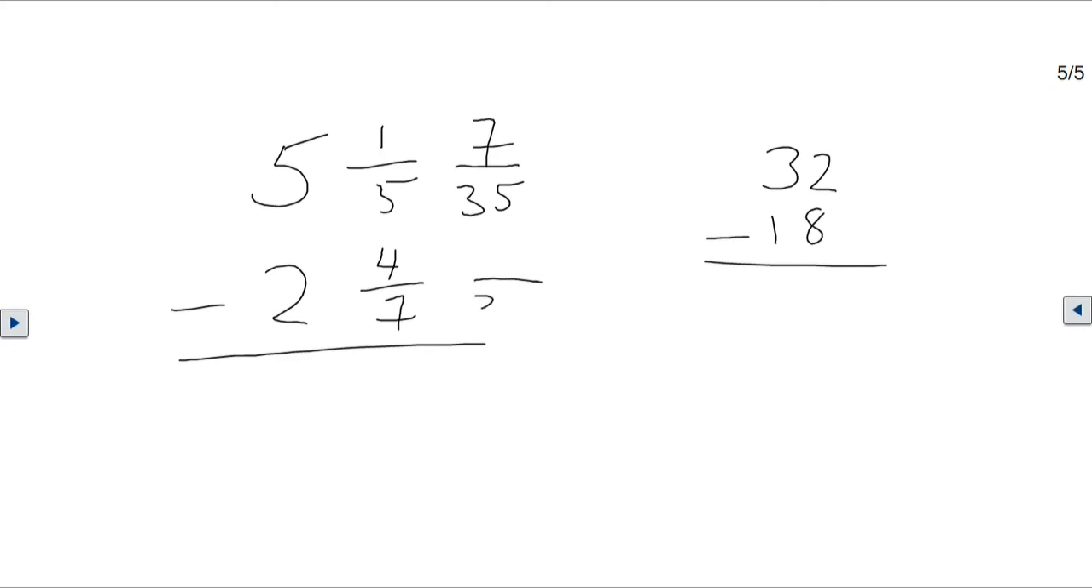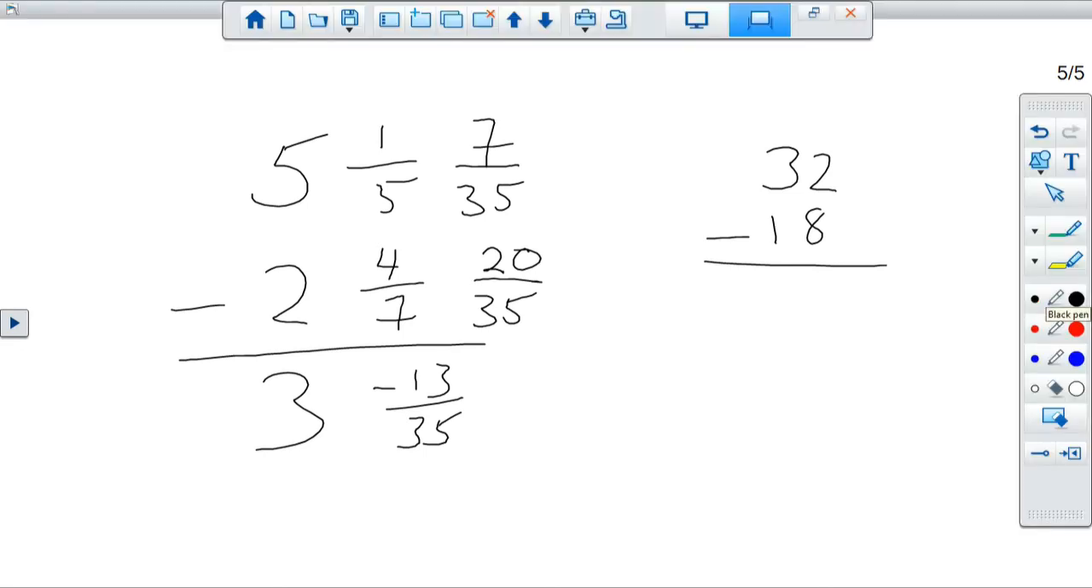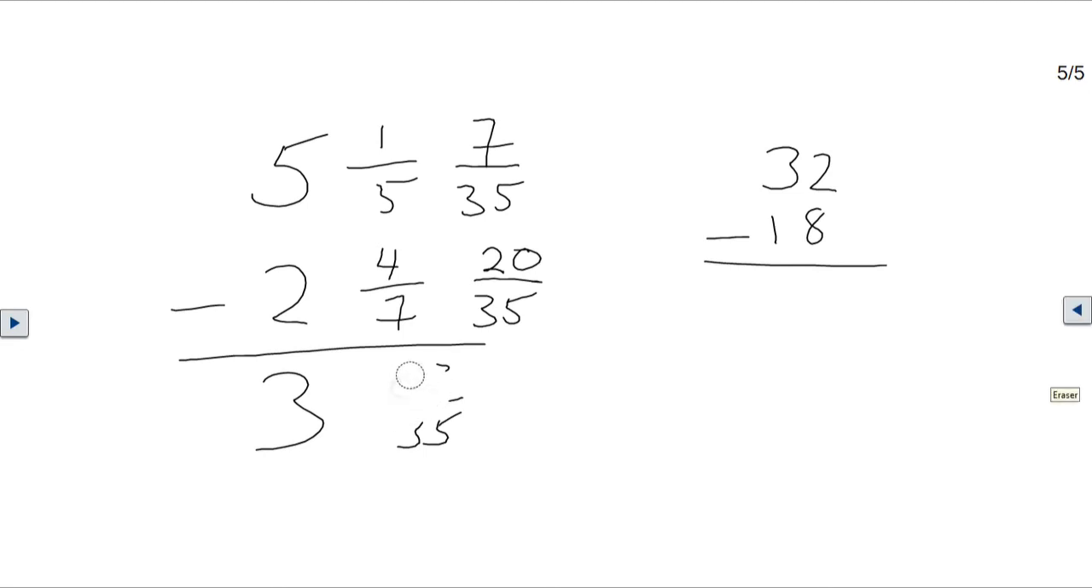5 times 7, so 1 times 7. And then 7 times 5, 4 times 5. Right? Now, the issue is I can't take 7 minus 20. We're not going to write, and this sometimes I have students do this, we're not going to write a negative 13/35 because you can't have the front part of the number be positive and the second part of the number be negative. So we're not going to do that.